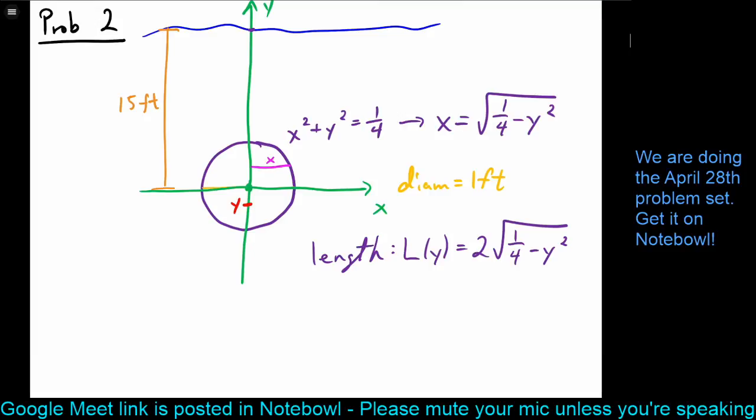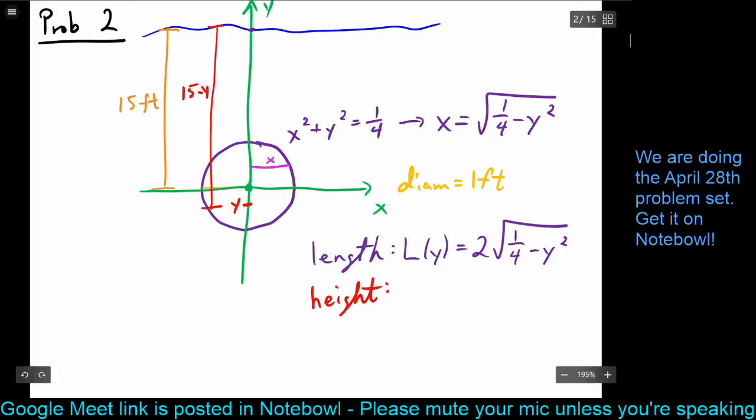Then the distance from here down to here is going to be 15 minus y. Right? So if y is negative, we add a certain amount to 15. If y is positive, we subtract a certain amount from 15. So the height, or I shouldn't say height, but depth, h of y, is going to just be equal to 15 minus y.